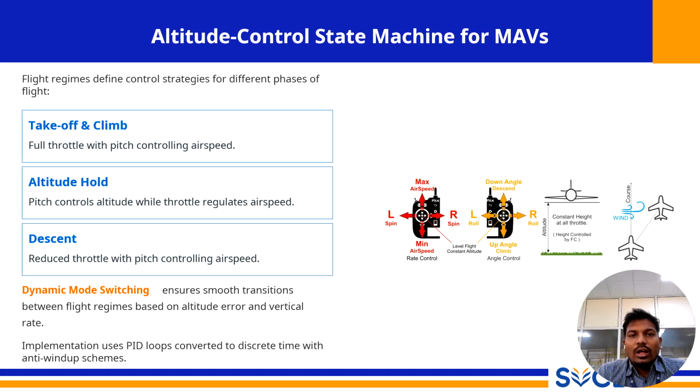Underneath this high-level logic, the implementation uses PID loops converted to discrete time with an anti-windup scheme. This robust combination of high-level state logic and low-level PID control allows the MAV to manage its flight safely and efficiently through all phases of a mission.